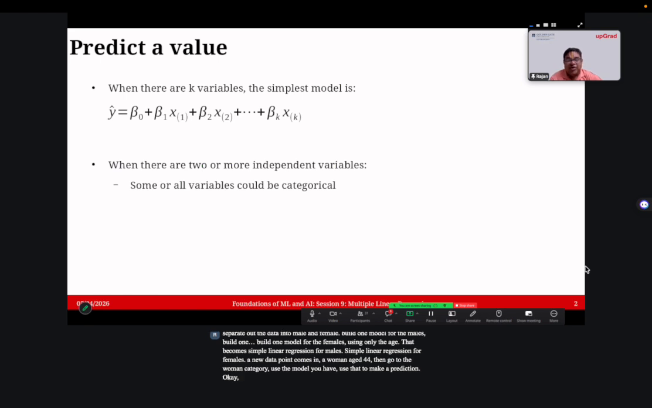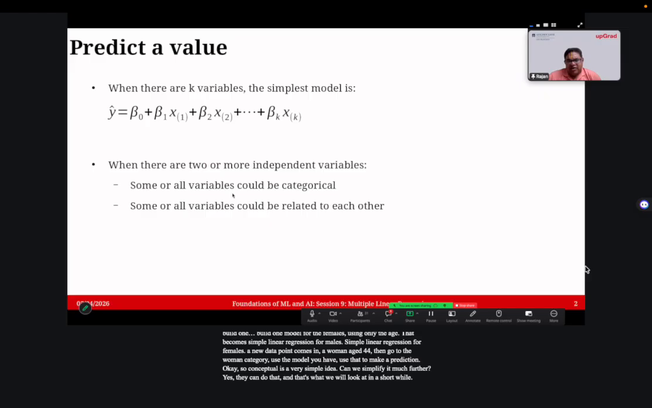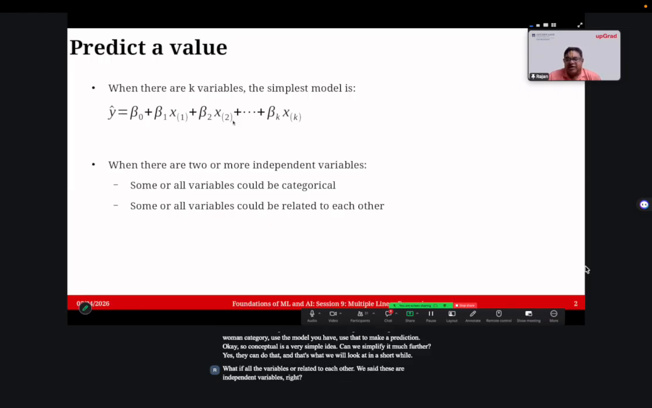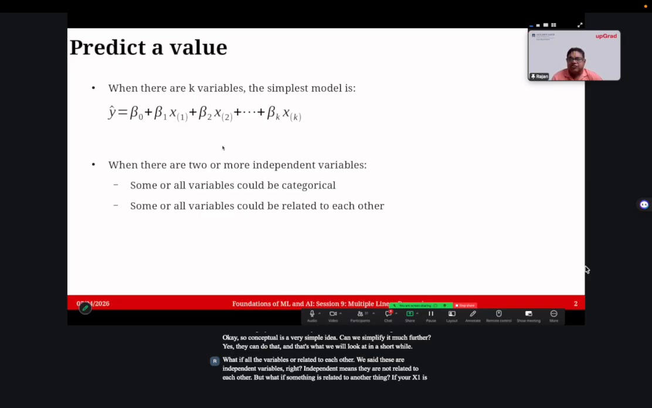Okay, so conceptually it's a very simple idea. Can we simplify it much further? Yes, we can do that, and that's what we will look at in a short while. What if all the variables are related to each other? We say these are independent variables, right? Independent means they are not related to each other. But what if something is related to another thing? If x1 is related to x2?